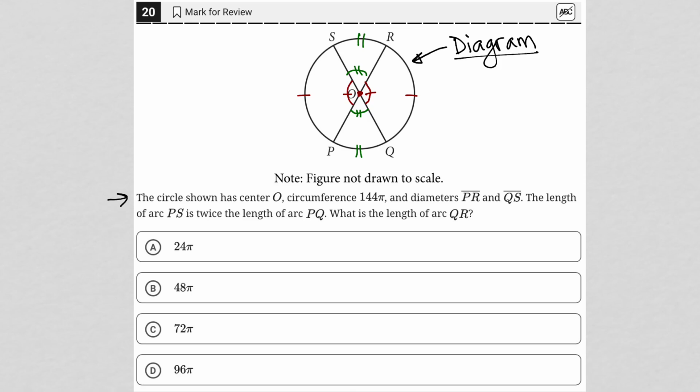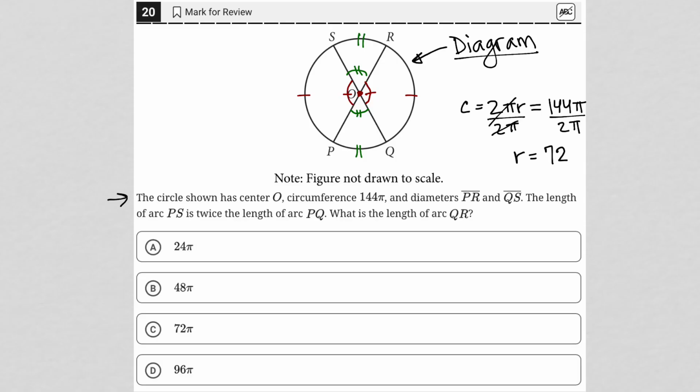Okay, so circumference of a circle is C equals 2 pi r. The question is telling us that the circumference is 144 pi, so 2 pi r equals 144 pi, which means I could divide both sides here by 2 pi and calculate that r, the radius, is equal to 72, right? 144 pi divided by 2 pi.